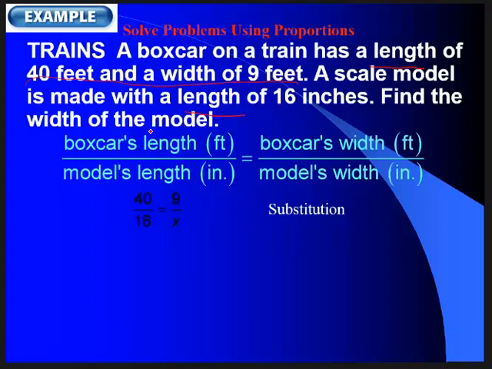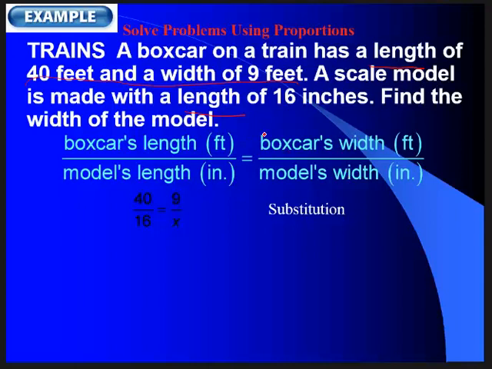So we go back up to our problem and we plug it in. Here I have the boxcar length in feet is 40 feet. In inches, it's 16 inches. Now let's compare the widths. Because I compared the length of the first part, I got to compare the width of the first part up here. Feet have to go with feet. Inches have to go with inches. So you got to match the right parts up here.